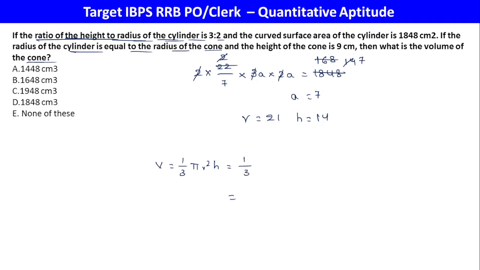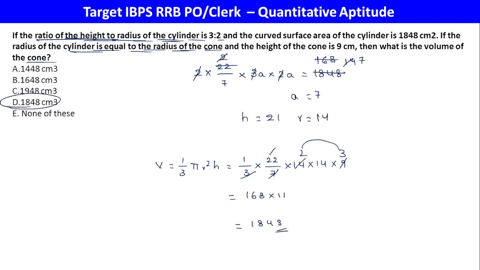One by third, if the radius of the cone is equal to the radius of the cylinder, 22/7, 1/3 πr². Height to radius: the height is 21, the radius is 14, 14 into 14 into 9, right. 7 2 times 3, 3 times 3, 2 times 6, 6 2 times 12, 12 into 14, 144 plus 24, 168, 168 times 11, 1848. Option D. Then the next question.